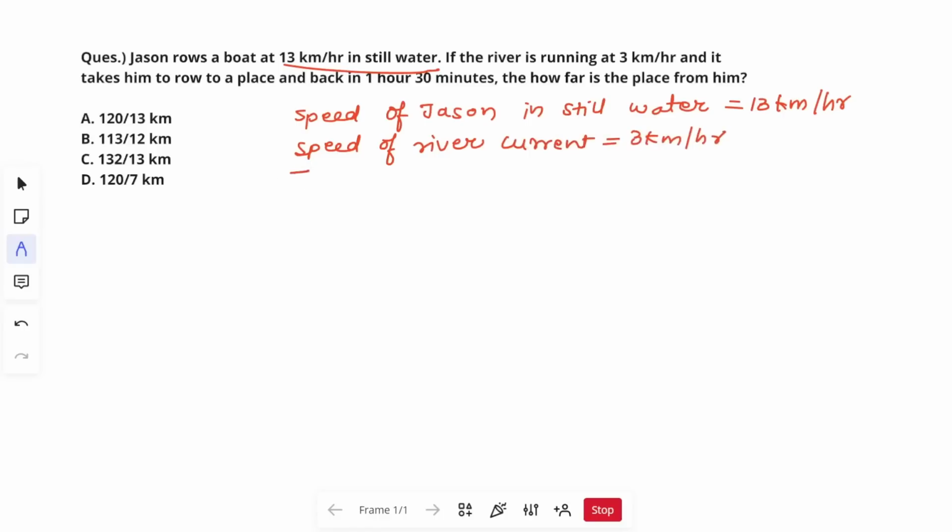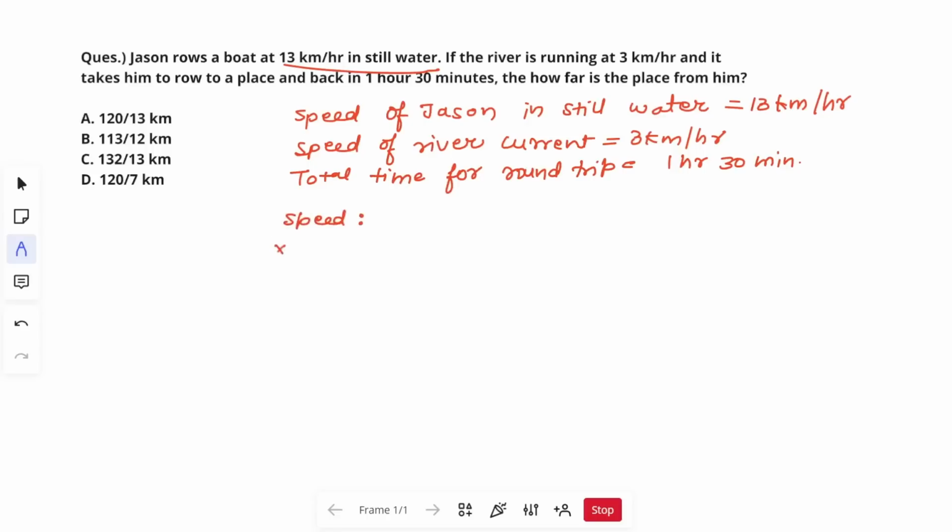So total time for round trip is given is what? In the third sentence, 1 hour and 30 minutes. Okay, so these are the three data that is given to us, and we need to find how far is the place from him. Okay, so see, first of all, based on this data, there are two speeds that we can deduce. Okay, what are the two speeds?